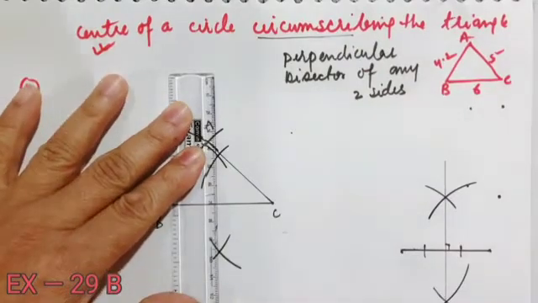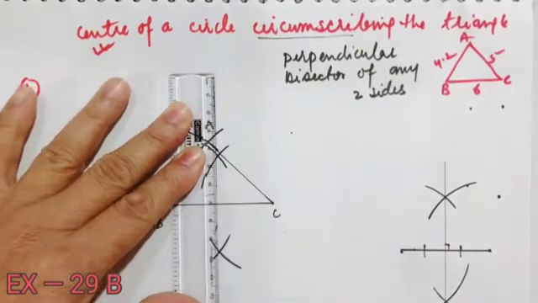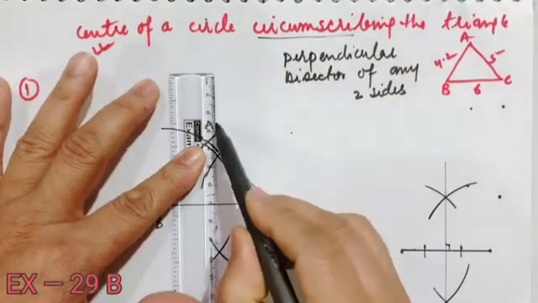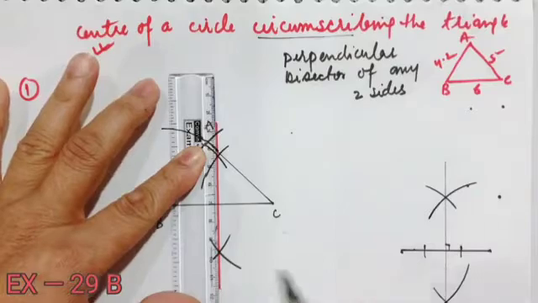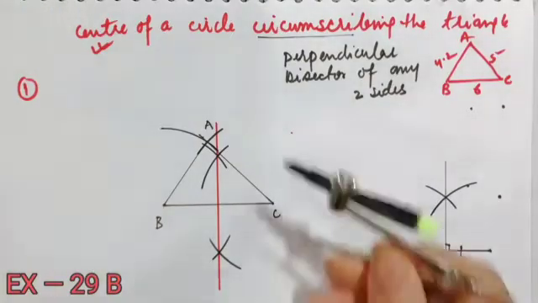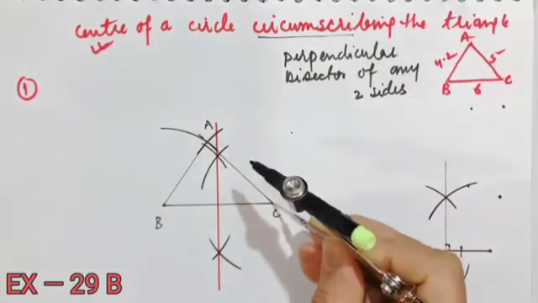Okay, shall I use a red pen? Yes, let us use a red pen, but you will never be using any pen. You will be using only your pencil, sharpened pencil. We'll do the same thing with AC. We'll draw the perpendicular bisector of AC.